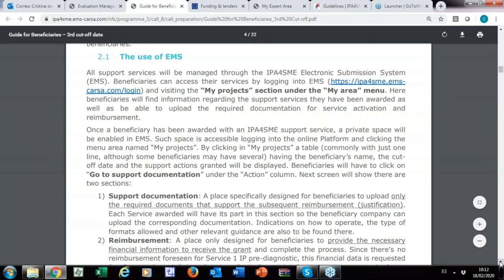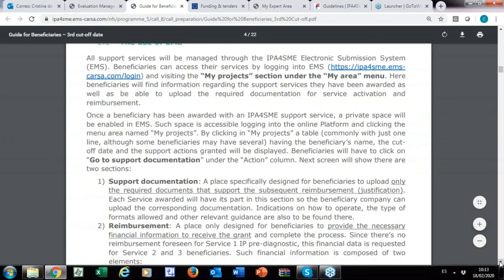So when you log in and you go to my area and go to my projects, you will see there's a table, most commonly with one line, because you have one award. Most of you want one award, what we call an action or a project. And if you go to support documentation under the action column, you will see that there are two main sections.